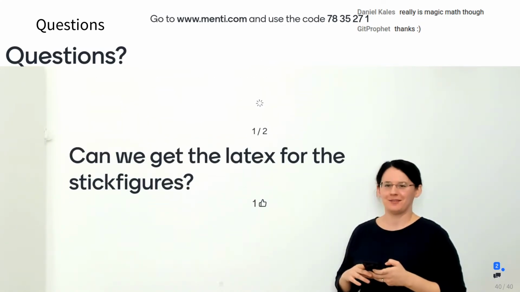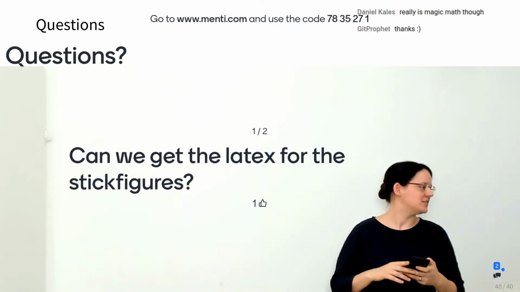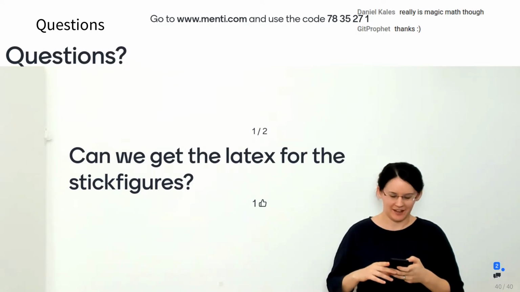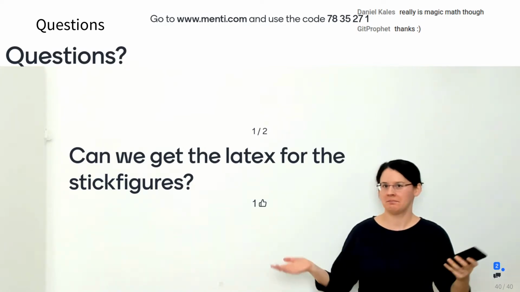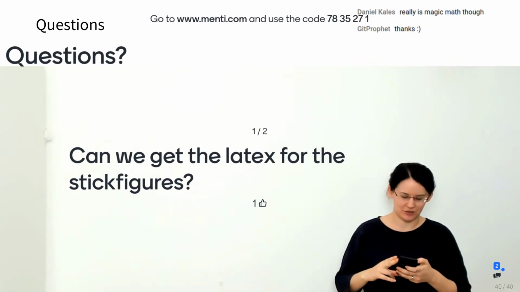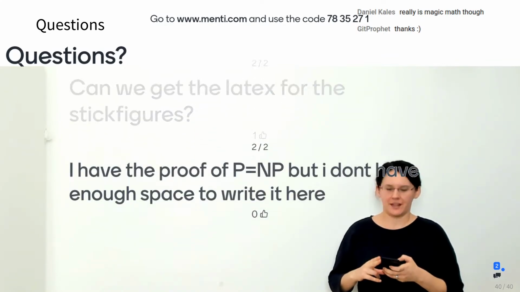Can we get the LaTeX for the stick figures? I guess so. Maybe I can post a link for them on Discord if I don't forget. It's really not exciting. It's just some vector graphics drawn in LaTeX. So if I don't forget, I will post that.